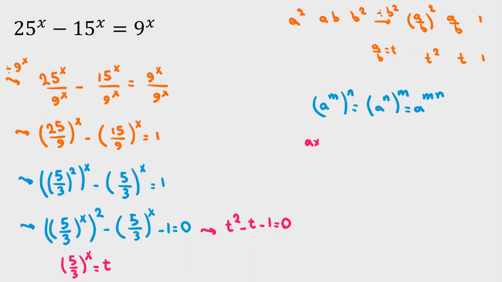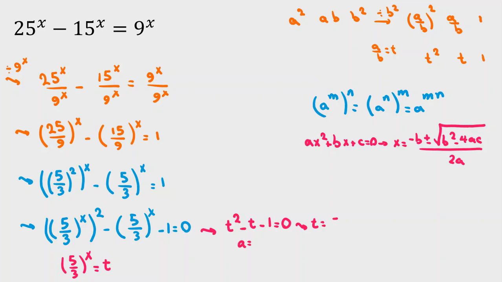How? If we have ax squared plus bx plus c equal to 0, the formula is x equals negative b plus minus square root of b squared minus 4ac all over 2a. And if you use this formula, we can say t equals negative b. Here, a is what? A is 1. B is negative 1. C is negative 1.